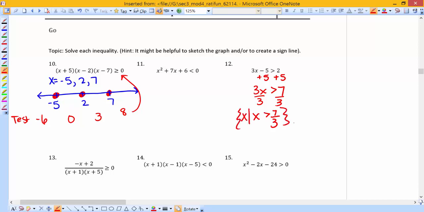And I would leave that one as a solution set. So x such that, sorry, I can't draw the squiggly brackets. x such that x is greater than 7/3.